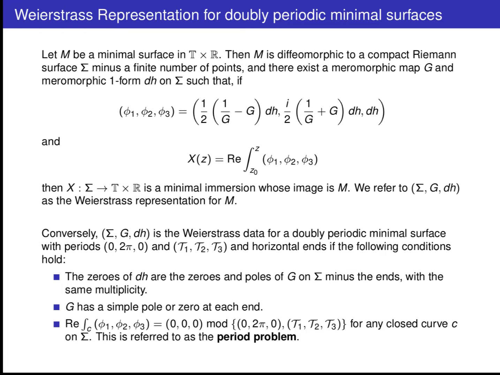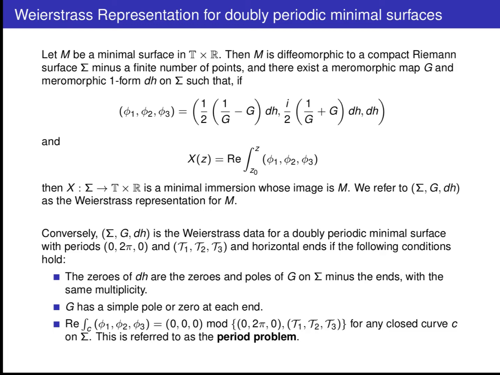Conversely, let's say we start with the Weierstrass data, the sigma, G, and dh. That will be the Weierstrass data for a doubly periodic minimal surface, in particular with ends (0, 2π, 0) and the other one, (τ1, τ2, τ3), and horizontal ends, if the following conditions hold. First, we'll want the zeros of dh to be the zeros and poles of G on sigma minus the ends, with the same multiplicity. We'll want G to have a simple pole or zero at each end.